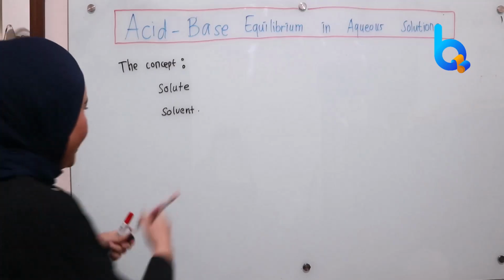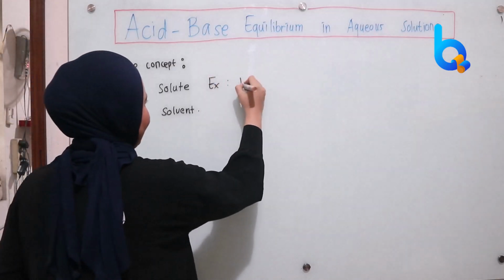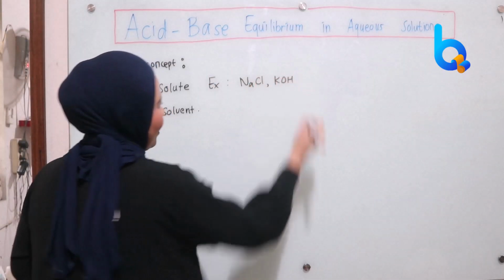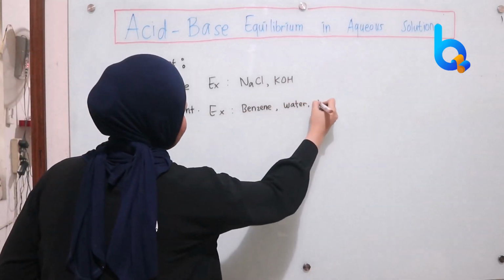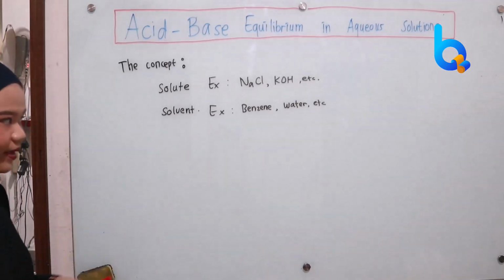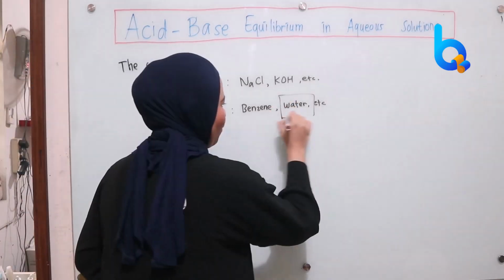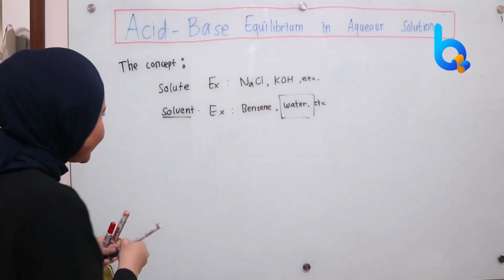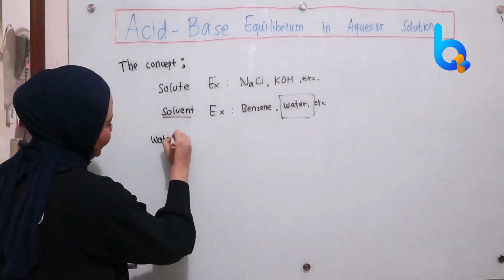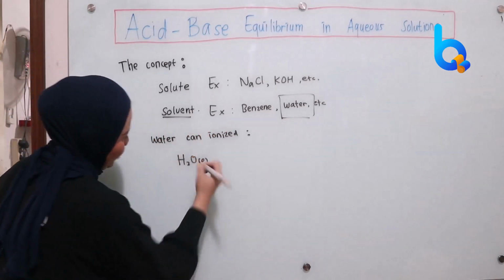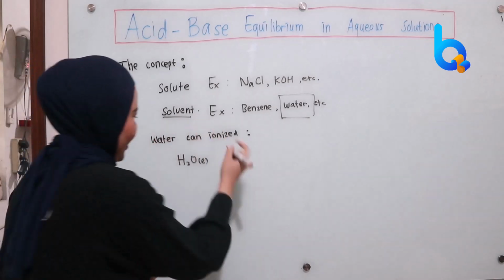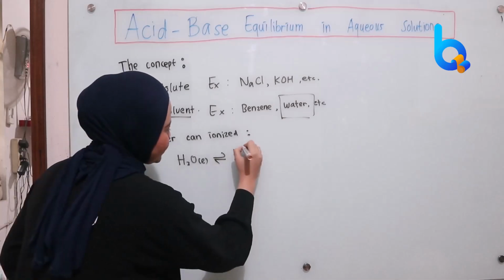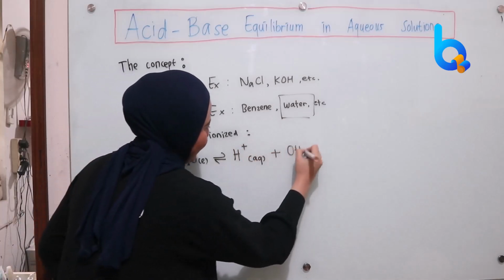Solute is, for example, probably NaCl, KOH, etc. And solvent is probably like benzene and water, etc. For the specific case in this topic, we make the solvent water. So the equilibrium of water can ionize like this. Why is the phase of H2O liquid? Because it is the solvent. So in the equilibrium, H+ plus OH-.